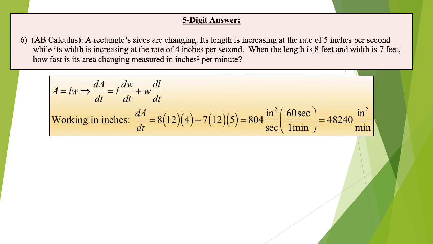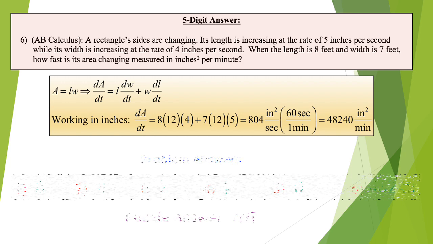To solve, we let the area A equal LW, and therefore dA/dt is equal to, by the product rule, L dW/dt plus W dL/dt. We will be working in inches, so dA/dt is equal to 8 times 12 times 4 plus 7 times 12 times 5, and that adds up to 804 square inches per second. But we want our answer in square inches per minute, so we must multiply by 60 seconds over 1 minute. And our answer is 48,240 square inches per minute.